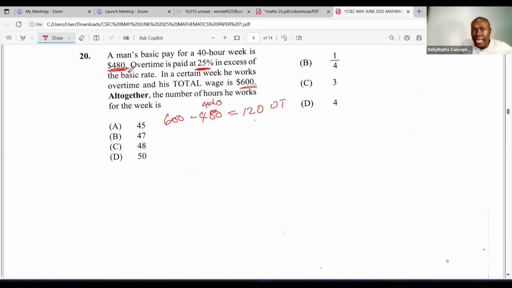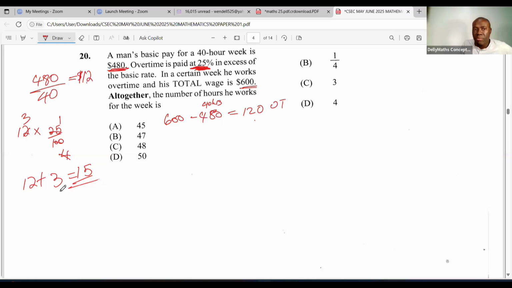The regular rate is 480 divided by the 40. So we're dividing 480 by 40. This is his regular rate, regular time. So he's working $12 per hour. But overtime is going to be paid 25% more. So what is 25% being added to 12, right? 25% is a quarter, so he's getting $3 more. So you could see that $3 more. So the 12 plus the 3 is 15 dollars per hour on overtime.